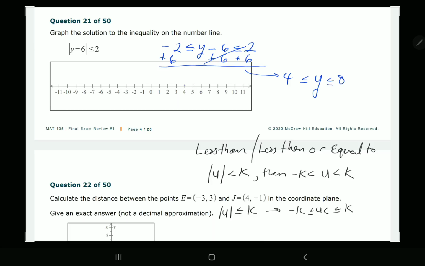So I'm going to put a closed circle at 4, a closed circle at 8, and I'm going to connect my regions. And that is how I graph the absolute value inequality in this case. So here's the answer to number 21.